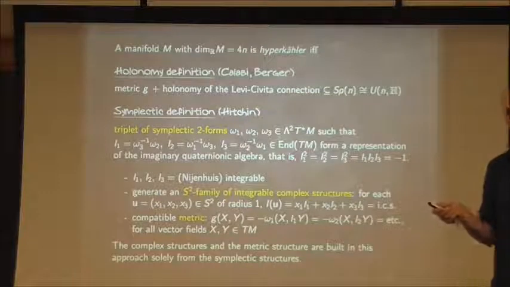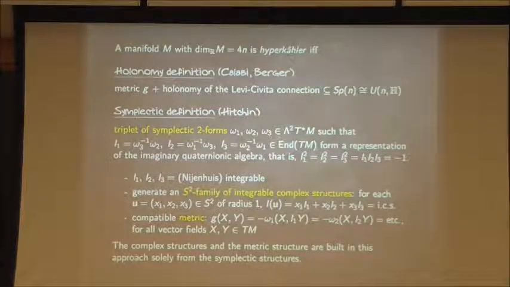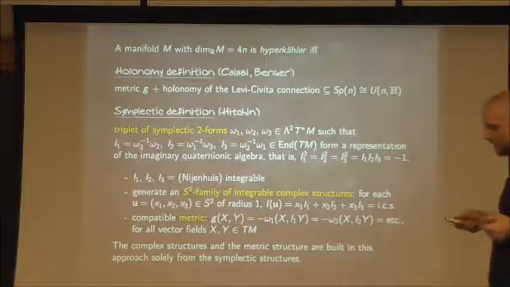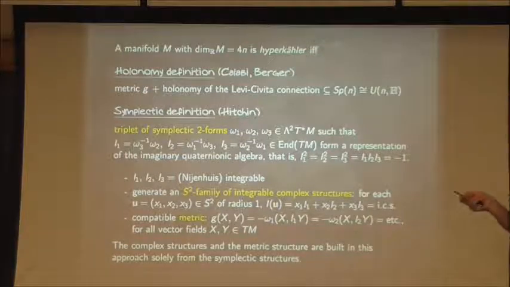Now, the formal definition. Hyperkähler manifolds were defined by Calabi. The usual definition is the holonomy definition. You have a Riemannian manifold, and you require the holonomy of the Levi-Civita connection of that manifold to be a subgroup of Sp(n), which is the quaternionic unitary group.